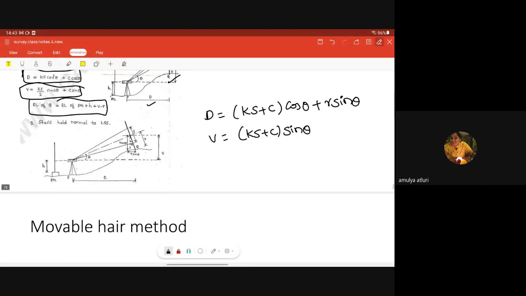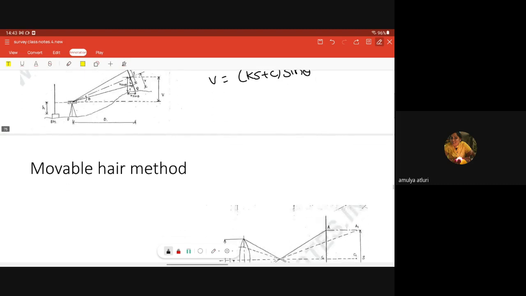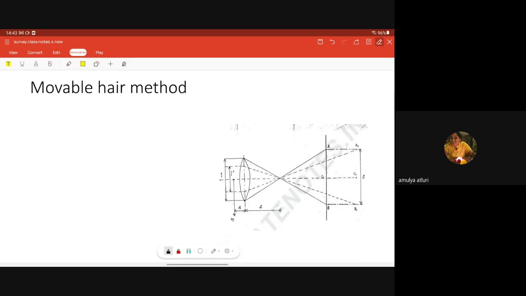So this is the D and V when the staff is held normal to the line of sight. Next, movable hair method. We have seen the fixed stadia hair method. Now it is the movable hair method.